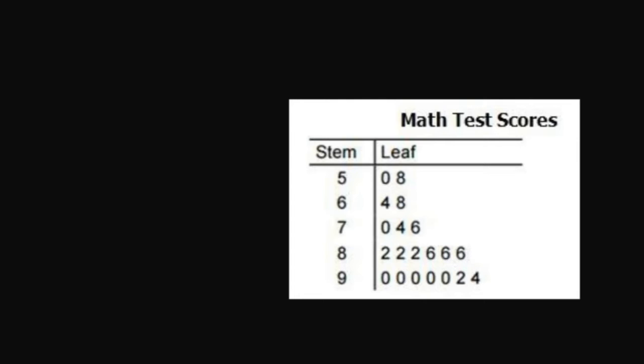So I see a 0 across from the 5, so that I know one of the test scores that was made was a 50. Another test score would be a 58. Moving down the list, I have a 6 in the tens place in the stem, so then I have 64 and 68. 70, 74, 76. And if you look, you can tell that there were 3 students who made an 82.